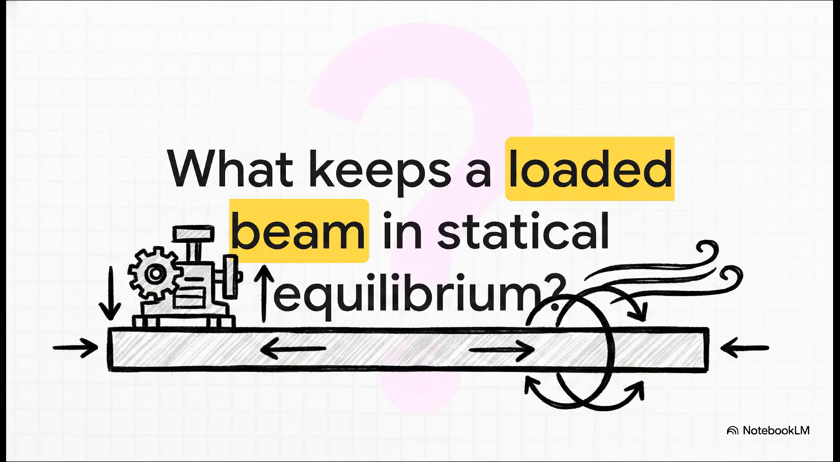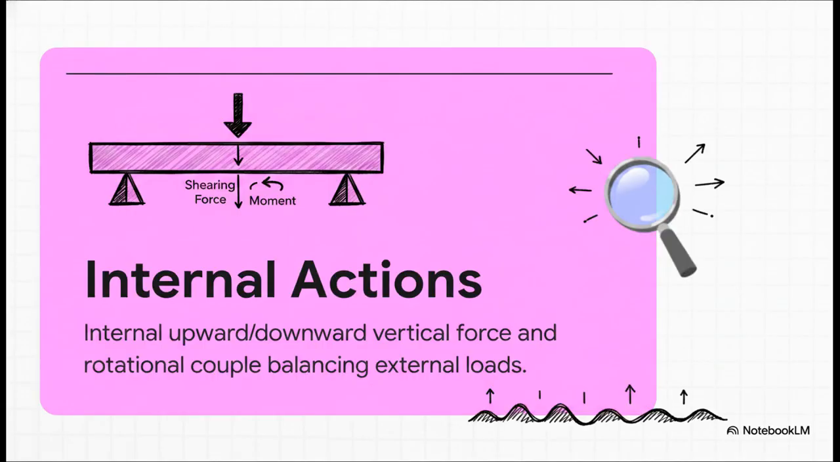Internal loading actions push and twist back against the load to maintain balance. And those internal actions, they have names. When a bar carries lateral forces, two incredibly important types of loading actions set up shop inside the material. First, you've got a shearing force. That's the internal upward or downward vertical force required to balance out the external load. Second, you have a bending moment. This is the internal rotational couple that resists the bending motion. Together, they are literally what keeps the whole structure from failing.